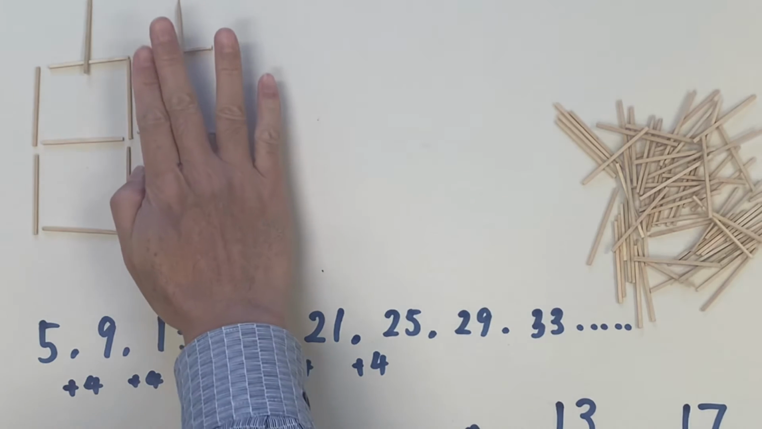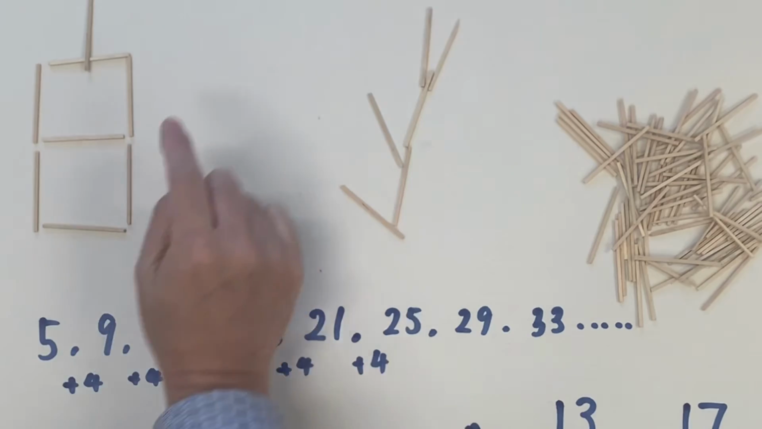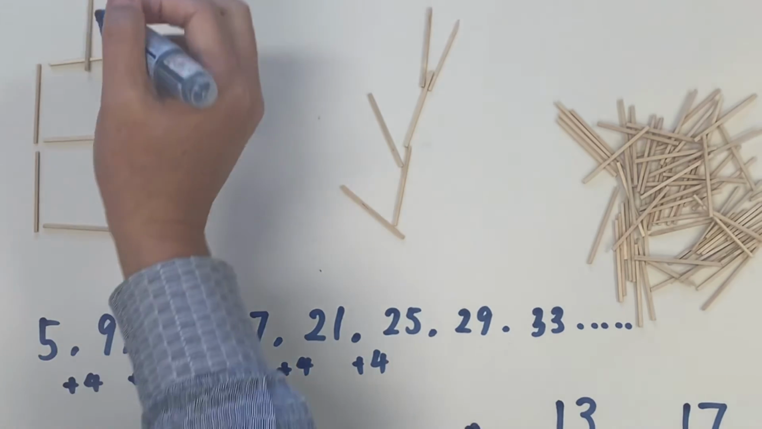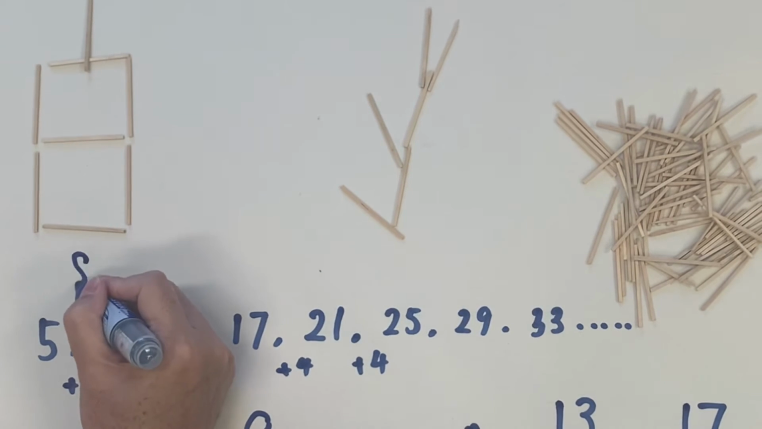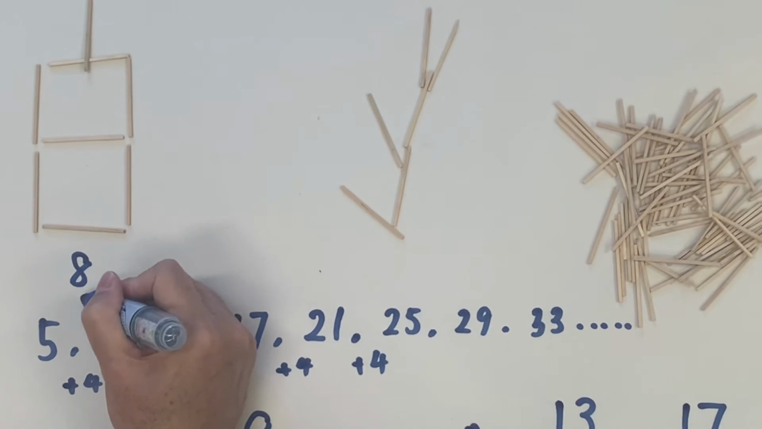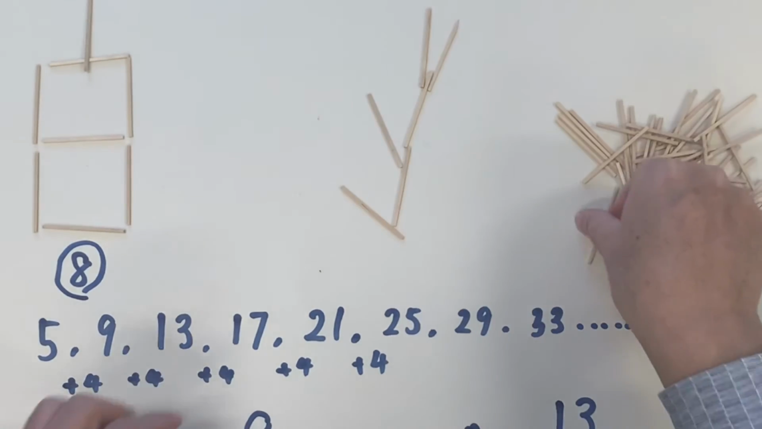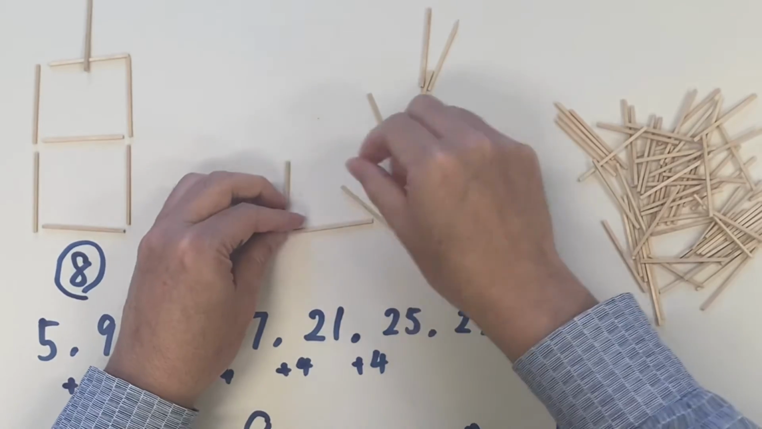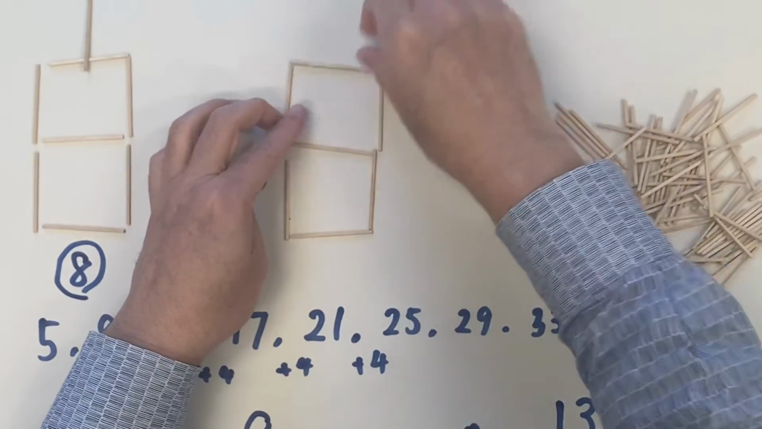So let's see what happens here. So this is the first building. We have 8 sticks. Oh, it's hard to see here. Oh, right here, 8 sticks. I'll put a circle around it. I'm going to make the same building again. So 1, 2, 3, 4, 5, 6, 7, and a chimney.